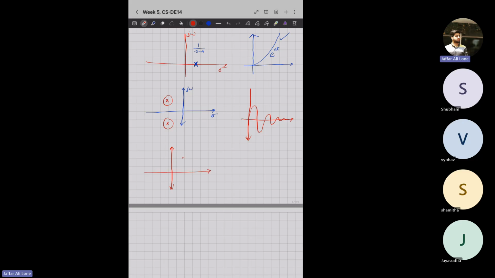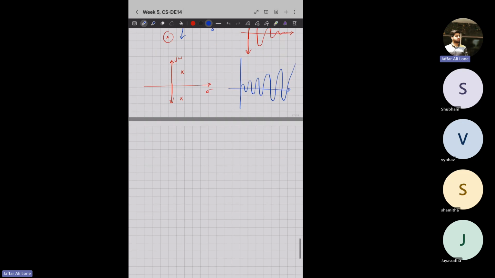Again, if you have a system where you have complex poles but in the RHP, then you will have something like this. This time the system is unstable, right? So the oscillations will keep on growing. It will go to infinity eventually. Why? Because of the presence of sinusoidal terms.